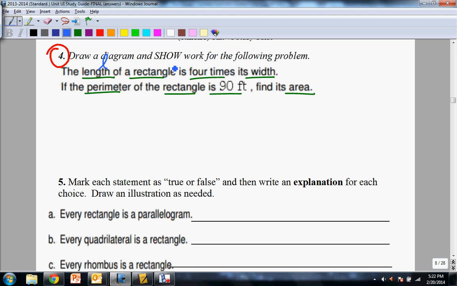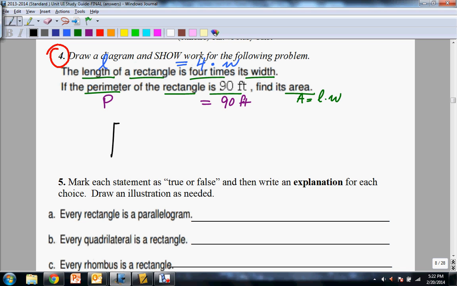Length, put an L there, of a rectangle is, that's an equal sign, 4 times its width. Learn to put stuff right by the words. And we're told here, the perimeter of the rectangle is 90 feet. We want to find the area. Area equals length times width. So as you read these kind of more complex word problems, underline, bring out the equations very carefully.